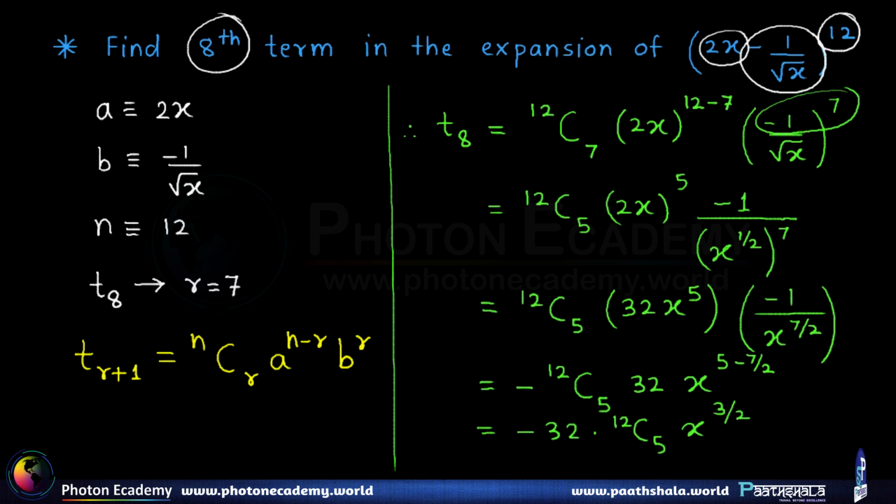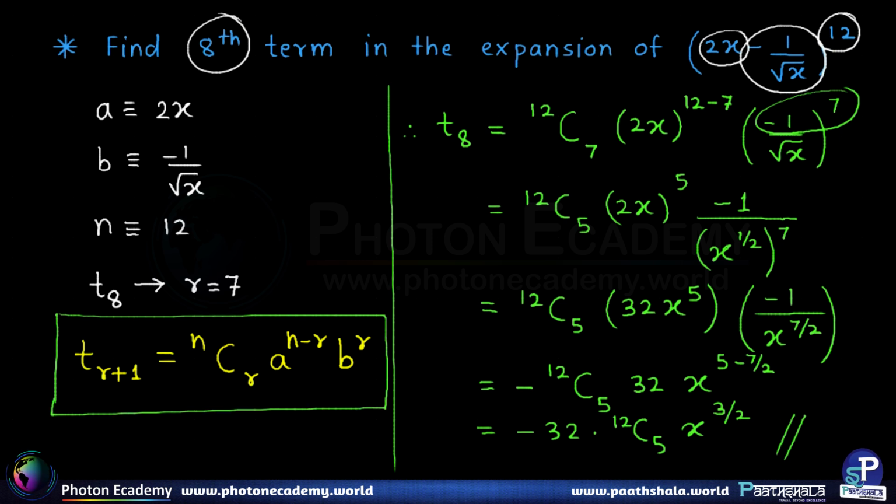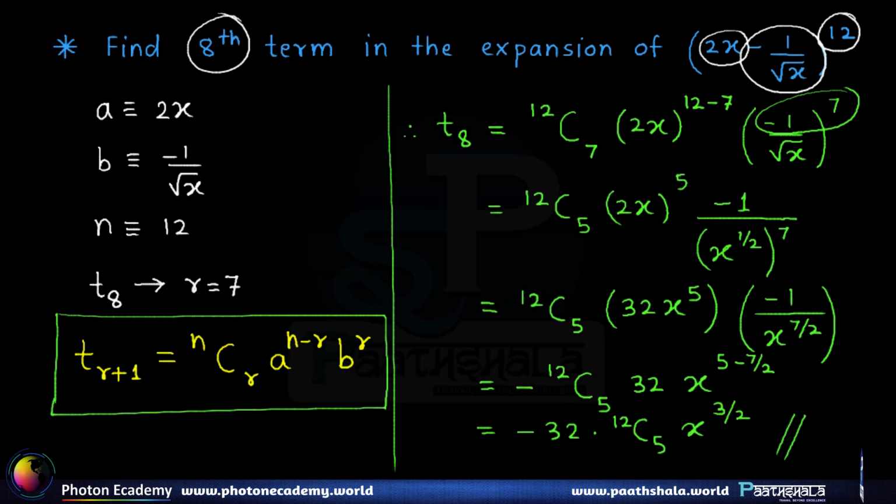3 by 2. So that's the 8th term in the expansion of the given binomial expansion. So you see the power of the formula for the general term. We did not need to write all the first 7 terms to catch hold of 8th term. We could directly jump to that term with the help of this particular formula.